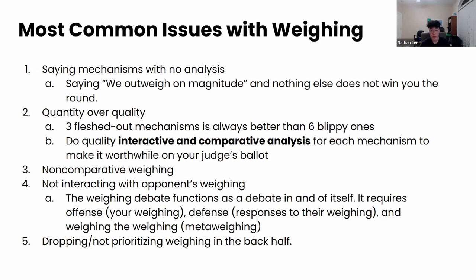And fourth is not interacting with your opponent's weighing. Even if you're winning three really great mechanisms on the flow, if you don't tell your judge why it matters more than your opponent's weighing mechanisms, especially if they're different, for example, severity versus probability or time frame, then it's up to the judge to intervene in the round and decide on a winner, or decide on an impact ballot that you don't have control of. So interacting with your opponent's weighing is something called meta weighing.